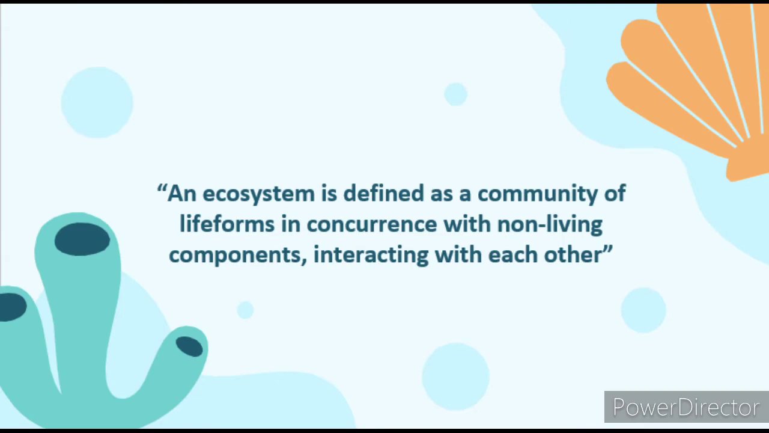An ecosystem is defined as community of life forms in concurrence with non-living components interacting with each other. For instance, a tropical forest is an ecosystem made up of living beings such as trees, plants, animals, insects, and microorganisms that are in constant interaction between themselves and that are affected by other physical or chemical components.